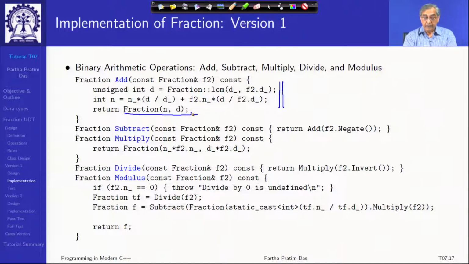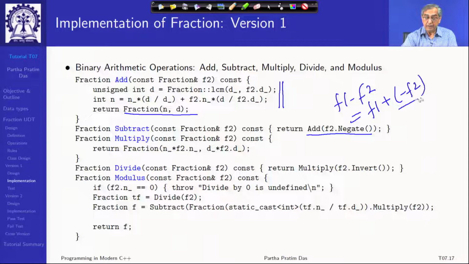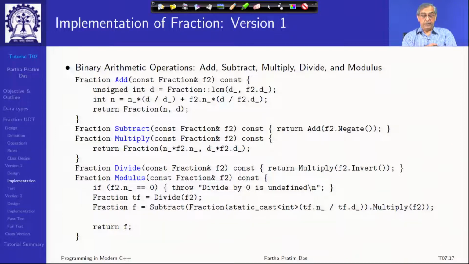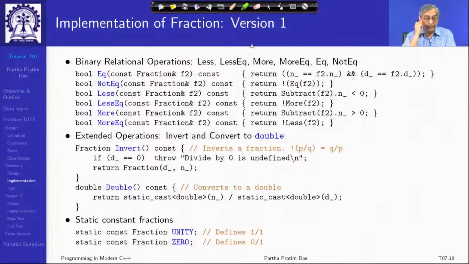Subtract you can write in a similar way, but a very compact way to write is you can negate f2, that is f1 minus f2 is the same as f1 plus minus f2. So, you can just negate and use the add, which makes the code more compact and readable. Multiplication is simple, so is division. I am again using invert to use multiplication for getting division, and this is the remainder. You will have to follow that formula for this. There is nothing great in terms of C++ here.